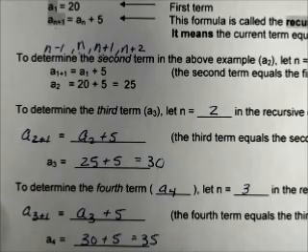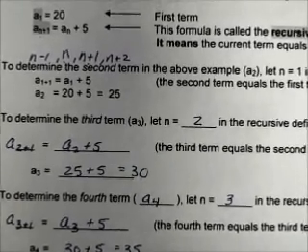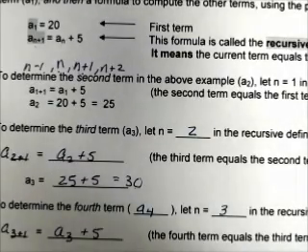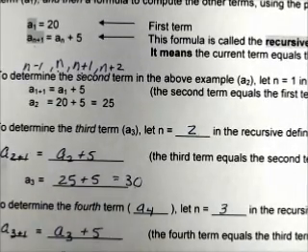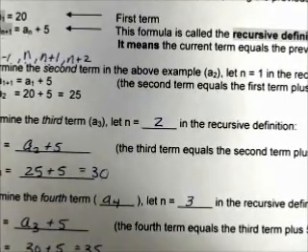Now write the first 4 terms of the above sequence. Our first term was given to us, that's 20. Our second term was 25, then 30, and 35.